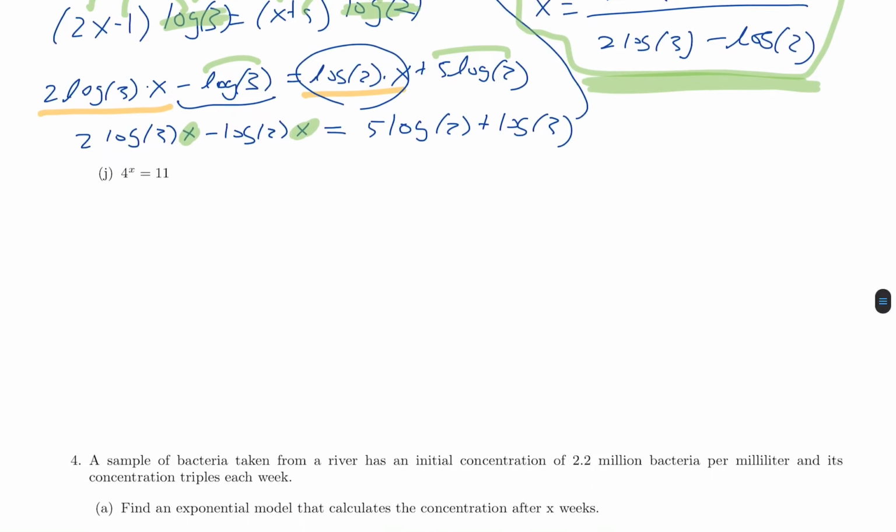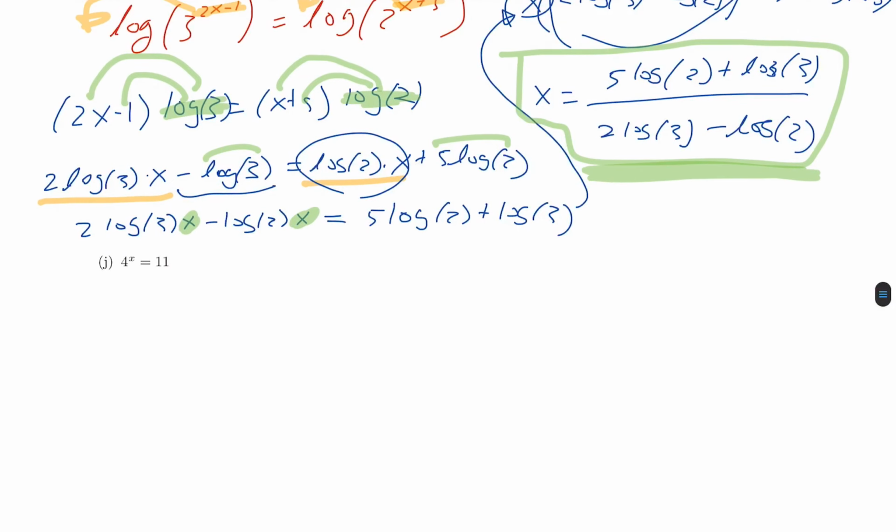So let's look at one last one in terms of solving equations. 4 to the x power equals 11. So I'm going to take the natural log of both sides. Again, it doesn't have to be natural log, but here natural log is commonly used. So I'll just take the natural log of both sides.